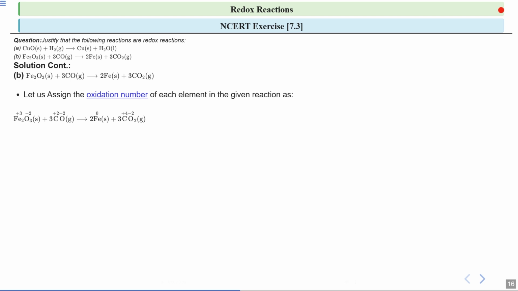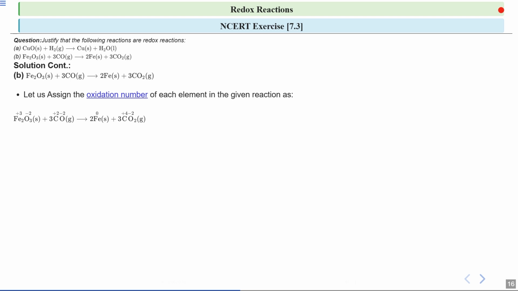Then for iron, we will get it as +3. For oxygen, we will get it as -2. It's very obvious. So the charge coming from oxygen is -6, 3 into -2. And to make it equal to 0 for the whole species, you have to keep +3 for iron. So that will give you +6 from iron itself. Similarly, for carbon monoxide, the oxygen is having a -2 oxidation state. So the carbon will have a +2 oxidation state.